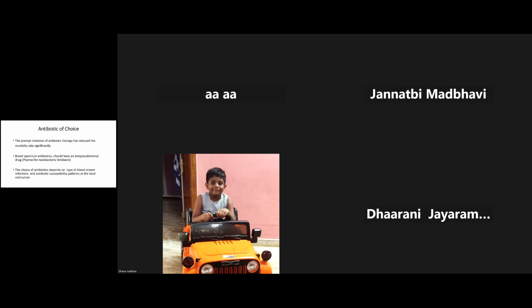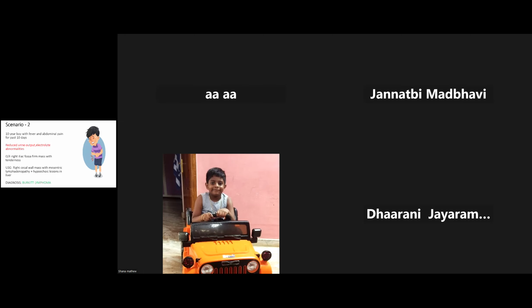What are the antibiotics of choice in these children? As we have already seen, the prompt initiation of antibiotic therapy has reduced the mortality rate significantly. Broad spectrum antibiotics with an anti-pseudomonal cover like piperacillin, tazobactam, and amikacin should be started. However, the choice of antibiotic depends on the type of bloodstream infection and antibiotic susceptibility pattern at the local institution.